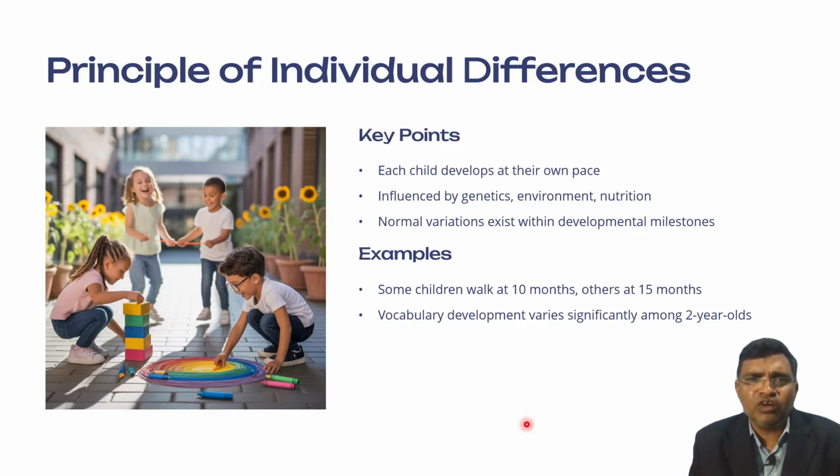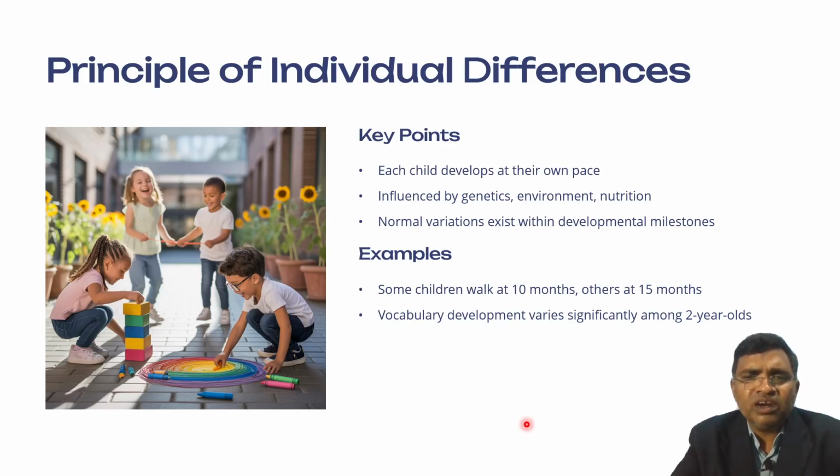Then the principle of individual differences. The key points here: the child develops at their own pace, influenced by genetics, environment and nutrition. Normal variation exists within the development milestones. Here, not everybody grows or develops the same. Okay, each child develops on their own. It is influenced by genetics or DNA, the environment where they are brought up, and what they are eating. This is also considered.